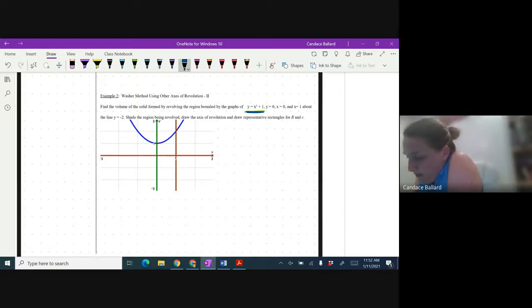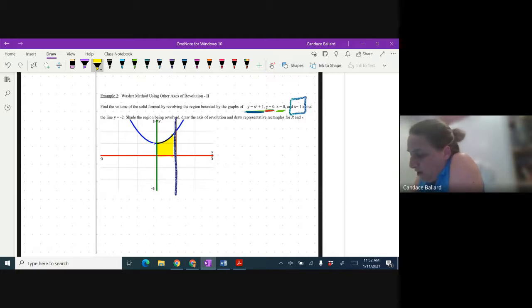Y equals 0. I don't have brown, but I have got rainbow. So it's this y equals, sorry, it's not. That's just the axis, right? That's red. It's in red. X equals 0 is in green. And then x equals 1 is this thing right here. Okay, so that's the bounds of our region. So the region we are looking at is this guy right here. Okay.